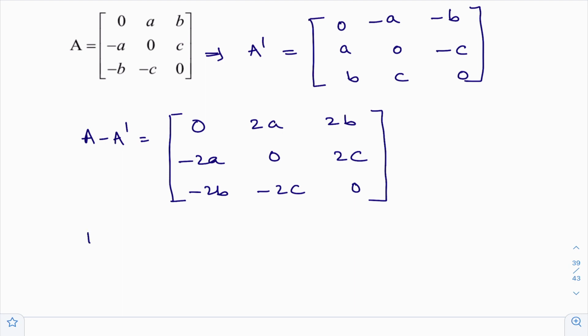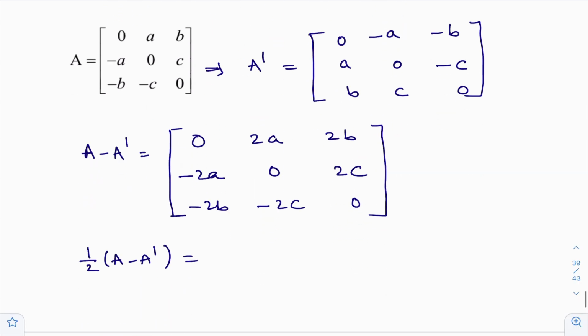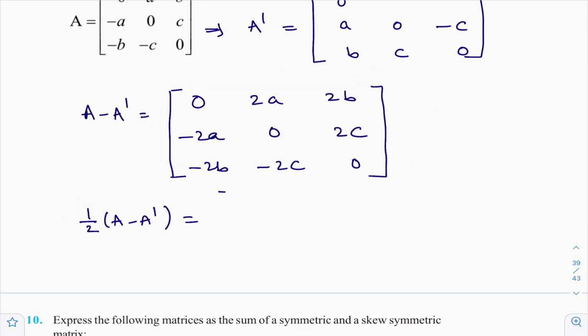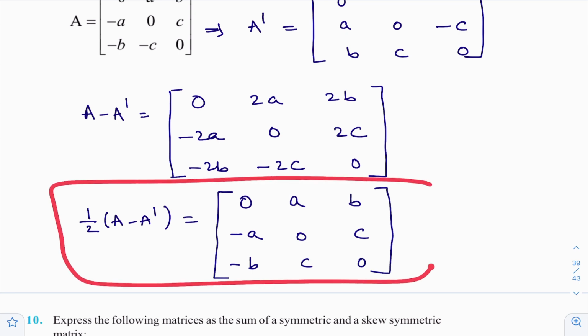Now, actually what to calculate? We want to calculate half into A minus A dash. Every element of this matrix, you multiply with 1 by 2. What will you get? 1 by 2 into 0, that is 0. 1 by 2 into 2A is A. Next, 1 by 2 into 2B, B. This is minus A, 0, C. Minus B, minus C, 0. It can be understood easily. So, I calculated half into A minus A dash.